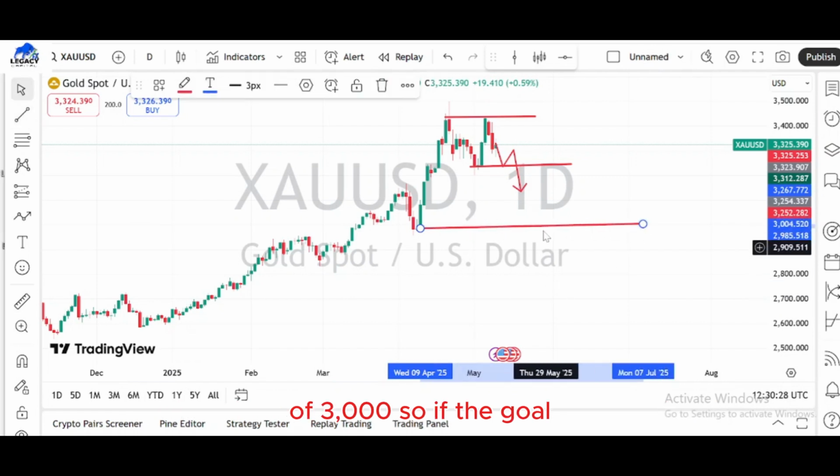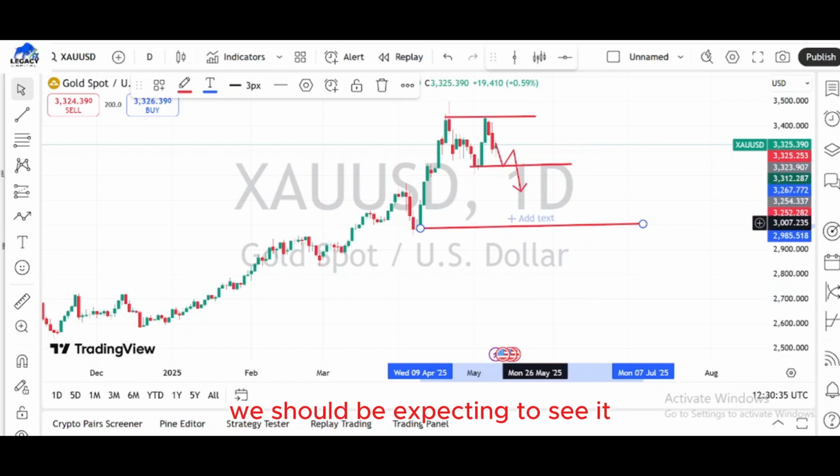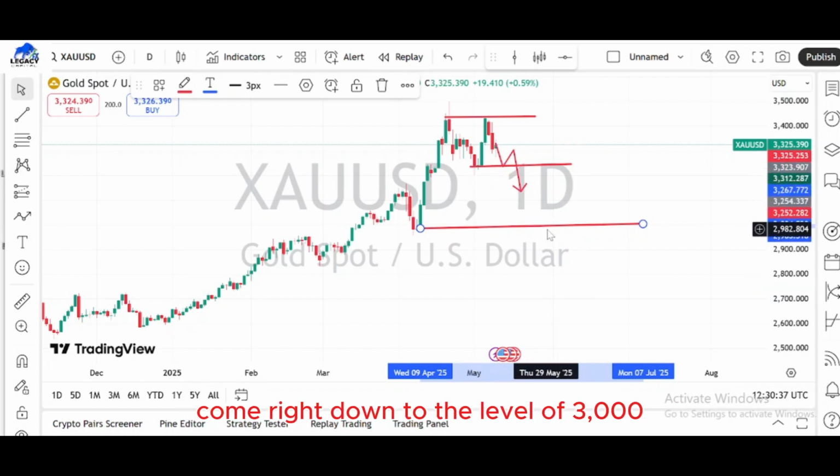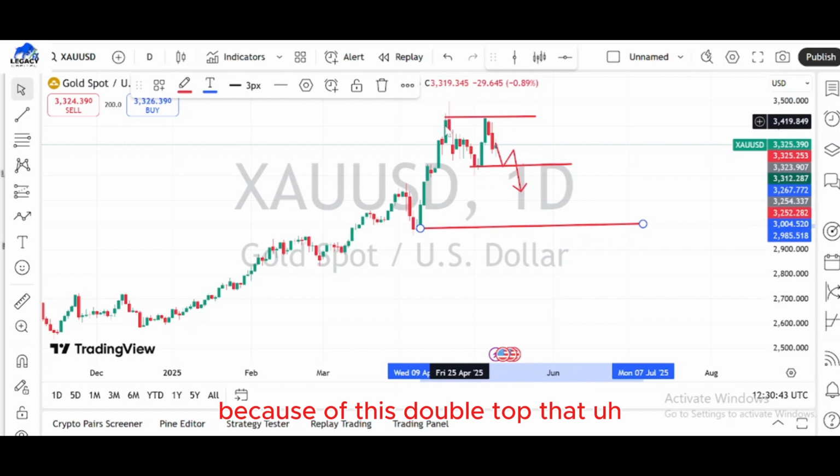of 3,000. So if gold successfully breaks the level at 3,246, we should be expecting to see it come right down to the level of 3,000. And there is a high probability that we will see that this week because of the double top that the market has created here.